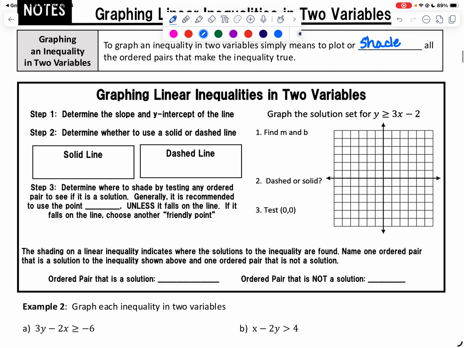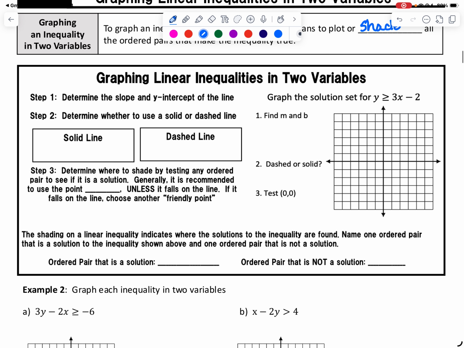So when we're graphing linear inequalities, step one is you want to determine the slope and y-intercept for whatever inequality you're graphing. So in this example, it says graph the solution set for y is greater than or equal to 3x minus 2. So we know our slope is 3, or 3 over 1 written as a fraction, and our y-intercept is negative 2. Step 2 is to determine whether to use a solid or dashed line.